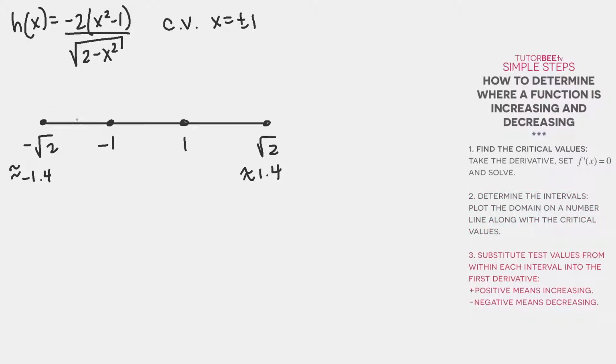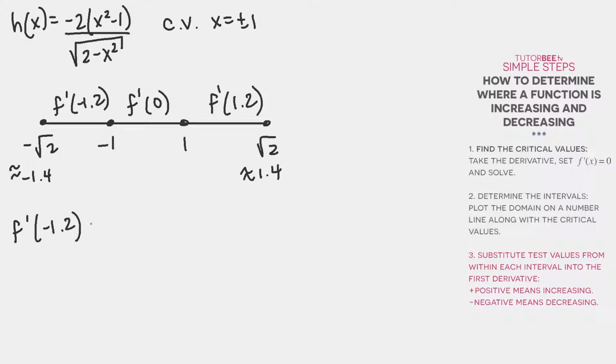We choose test values from within the intervals, and we have 3 intervals here. So let's choose negative 1.2 for the first one. For the middle interval there's really no nice answer, but 0 would be a good test value. And for the last interval, 1.2. Okay, let's work this out.